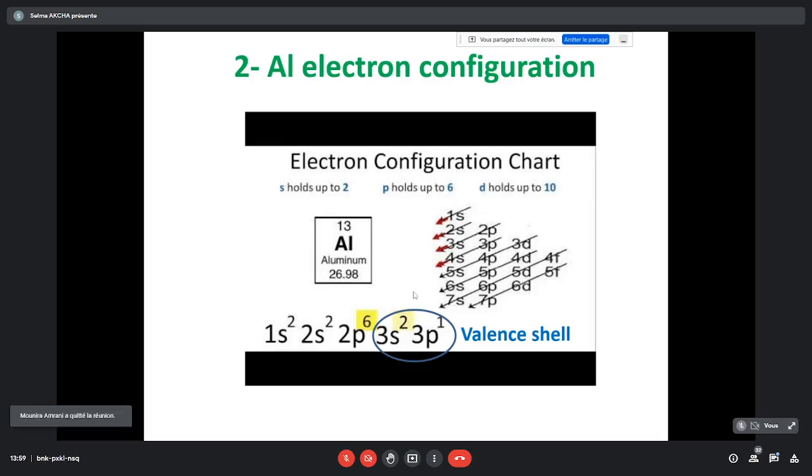Seulement les éléments métalliques de ce qu'on appelle les métaux de transition qui appartiennent donc au bloc D, seuls les éléments qui appartiennent au bloc D sont de groupe B. Okay? Guys, are you following?